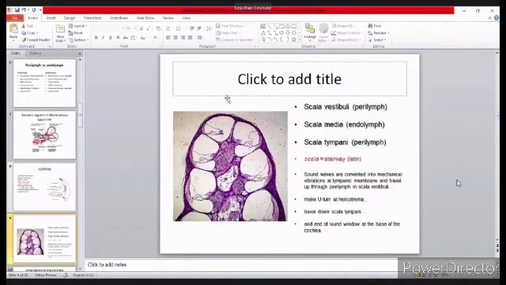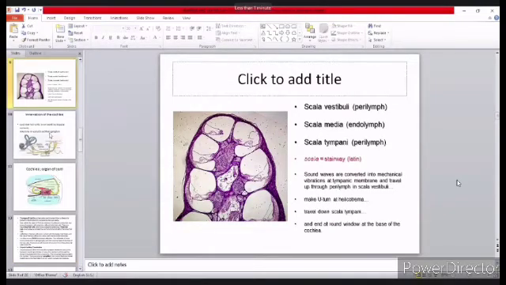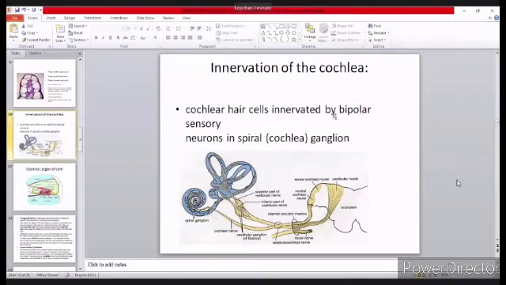No problem. So at the end of the base of the cochlea, we have what we call the round window. We did all this anatomy, so I'm going to cruise through these. So, innervation of the cochlea. The cochlea is innervated by.